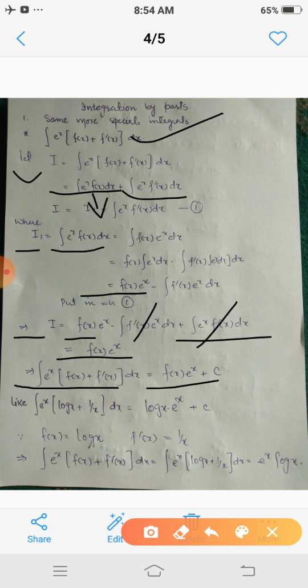For example, find the integral of e^x (log x + 1/x). If we put f(x) equals log x, then its derivative is 1 upon x. So f(x) is log x and f'(x) is 1 by x, which implies that by the above result its integral is simply e^x log x.